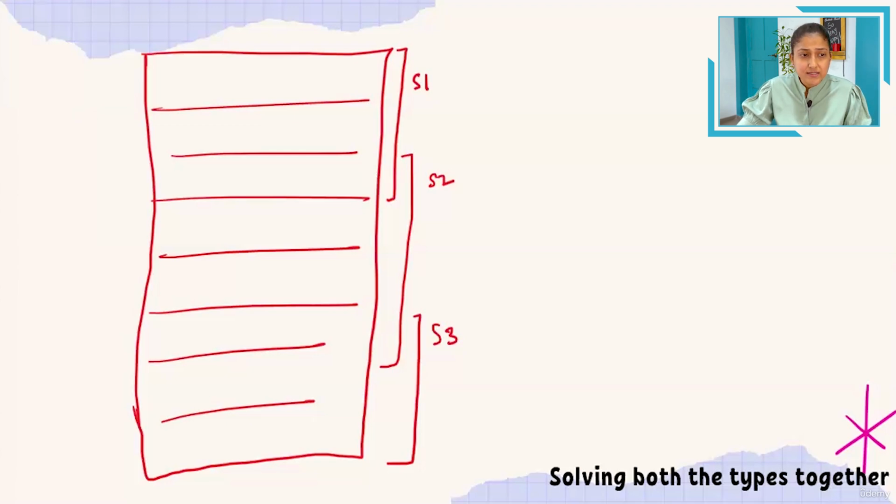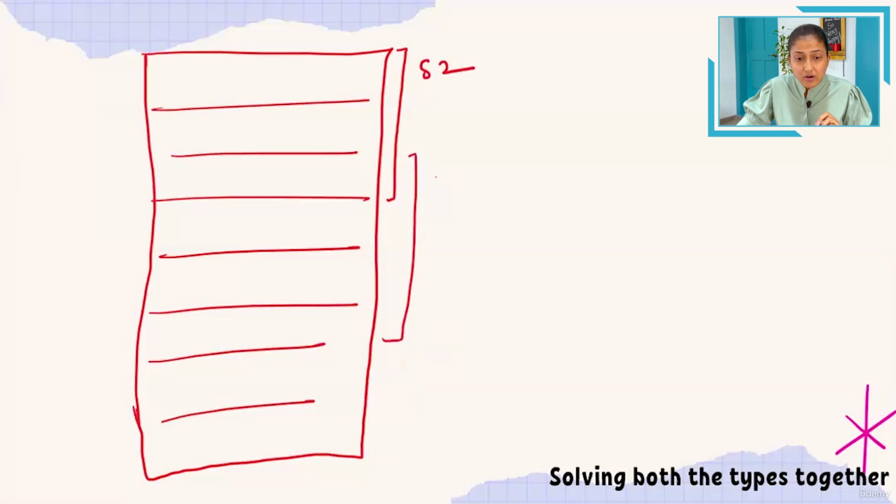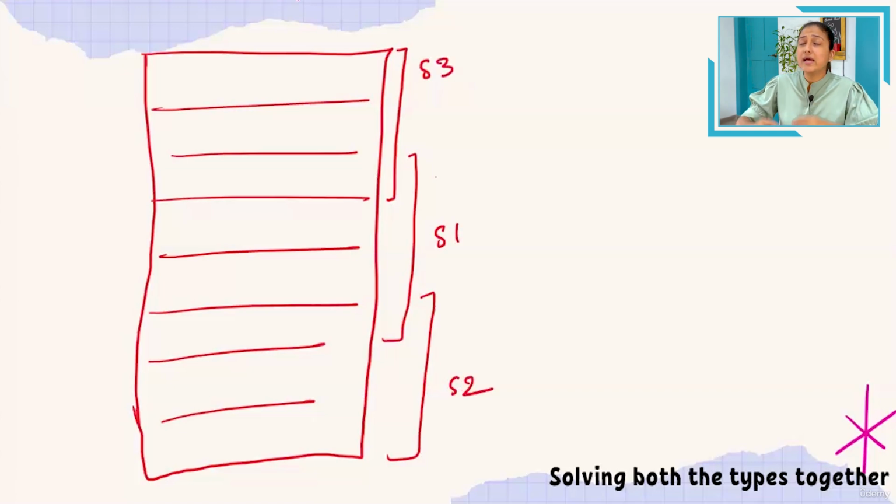There are chances that your set 1 starts later. First your set 2 starts, then somewhere your set 1 starts, and then after that your set 3 starts. Possible. Or let's say your set 3 starts first, then maybe set 1 and then set 2. So there is no guarantee that set 1 will always start first.